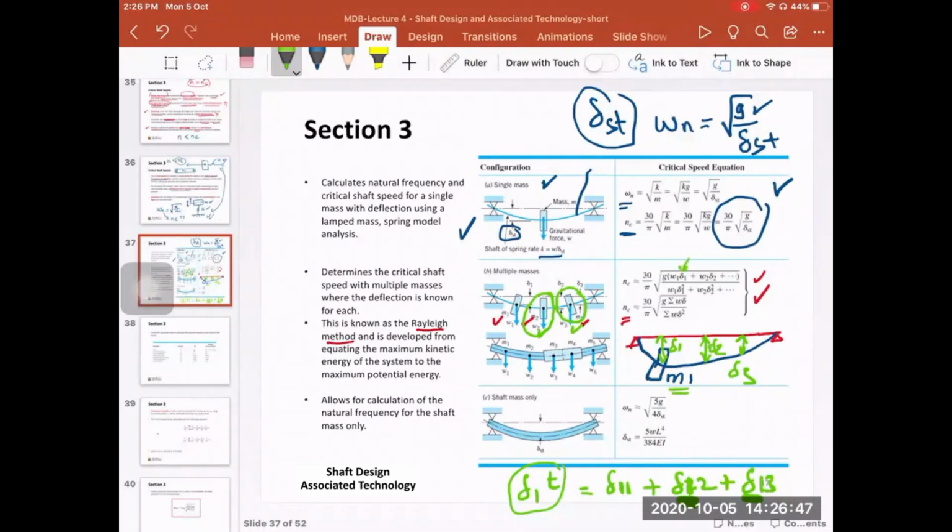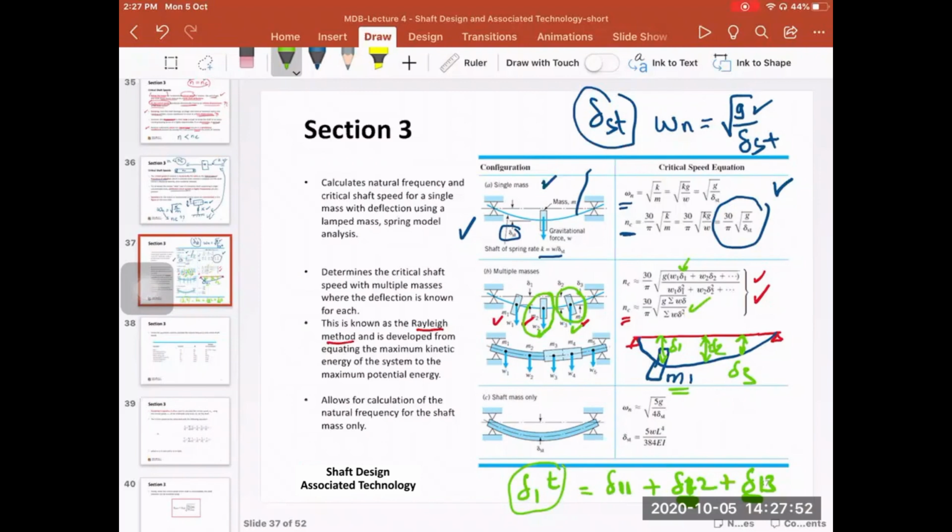And then again, you can consider delta 2 and delta 3, the total values based on superposition. So you consider one mass at a time, and then you calculate the deflection at each point. If you have three masses, it means that you have three different deflections at each point, and then you add them together, and this gives you the total deflection at each and every point, okay? So this is the whole idea. And then you go back here and substitute into this equation to find the critical speed.